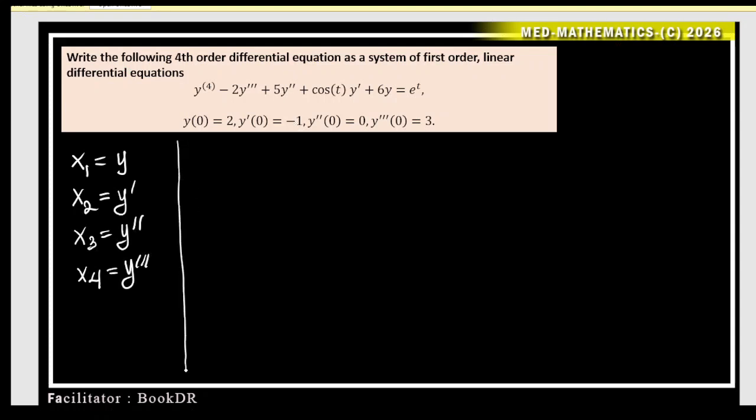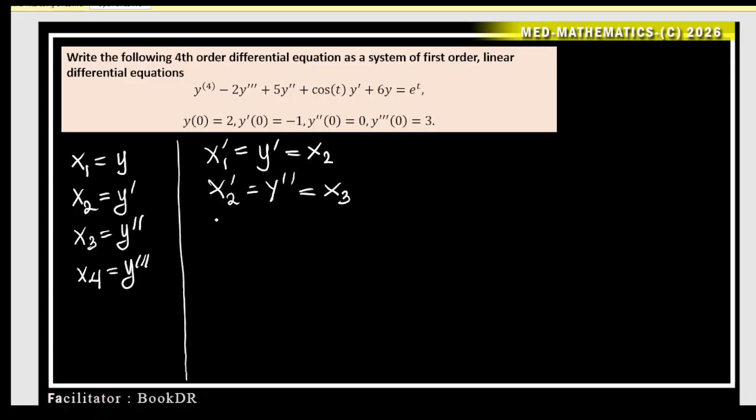Then we'll pick all these equations and differentiate them. So x1 is equal to y. When we differentiate x1, we'll have x1 prime is equal to y prime. On our chart here, the y prime is associated with x2. So we can say this is equal to x2. Then we'll pick the second equation, which is x2 is equal to y prime. Then when we differentiate this equation, our x2 prime will be equal to y double prime. And on our chart, that is x3.